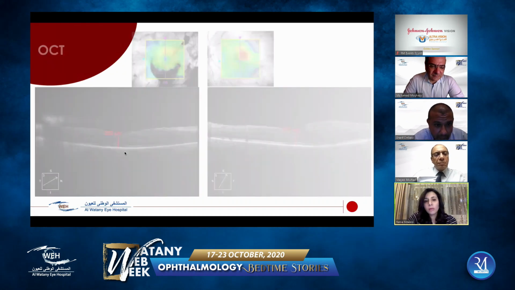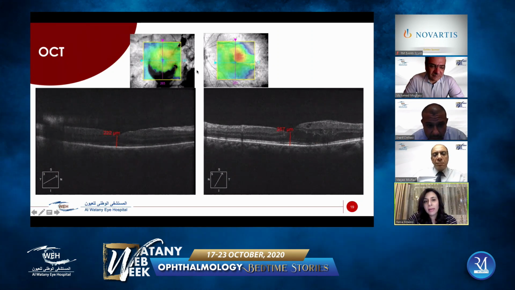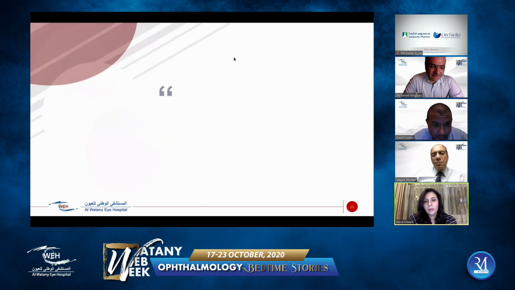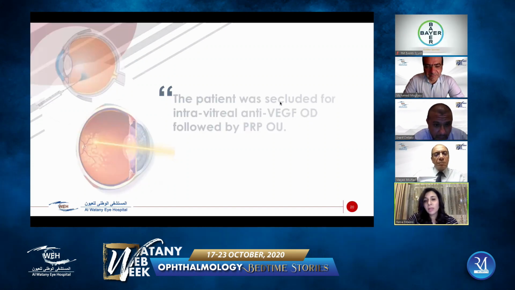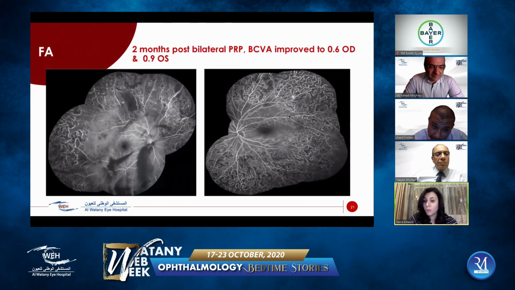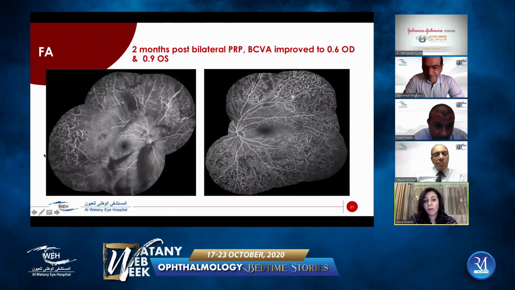OCT shows almost dry macula in the right eye, and the hemorrhage is obscuring the view in macular scanning. Supratemporal minimal edema in the left eye. The patient was scheduled for intravitreal anti-VEGF injection, followed by PRP in both eyes. We can see regression of neovascularization in the left eye. It was conventional laser this time, and we can see regression of new vessels. Maybe we can appreciate residual intravitreous hemorrhage.